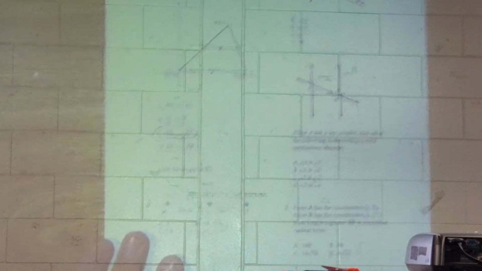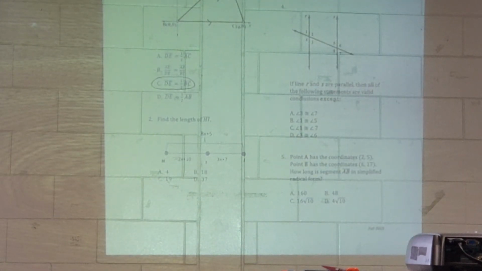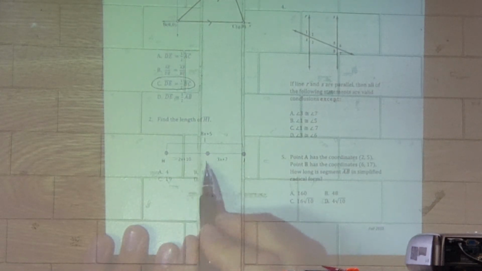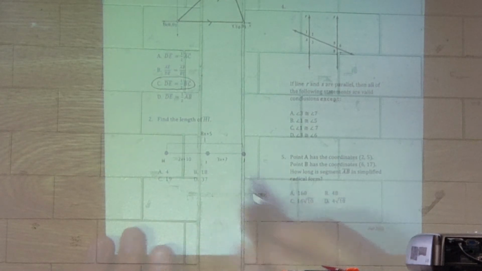All right, coming on up here, the next one. Find the length of HI. So this one right here is the segment addition postulate. Thinking back to when we did the segment addition postulate, it's not too hard either. It's just that if you take two smaller segments that are adjacent to each other and add them together, it has to equal the length of the whole big segment.